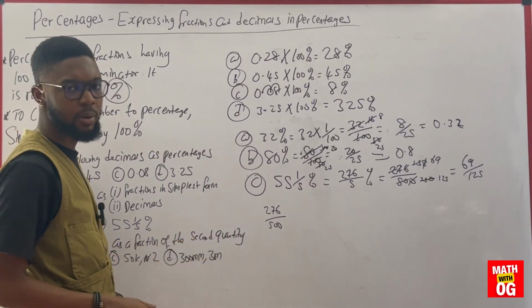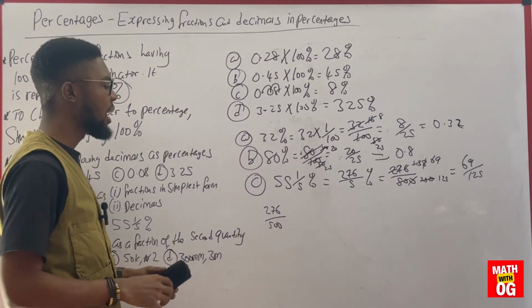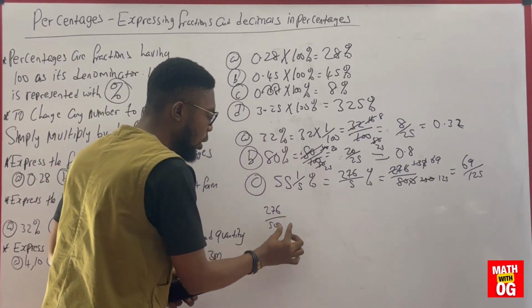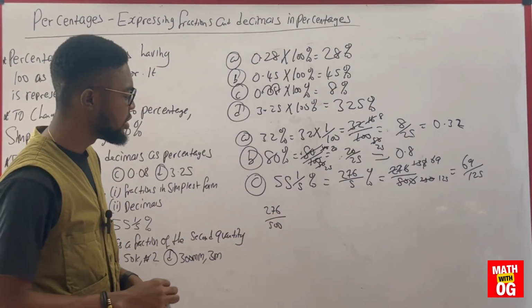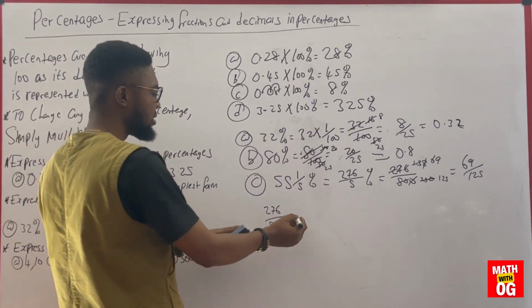Now, in decimal, like I said, whenever you want to leave your answer in decimal, work with powers of 10 at the denominator. Now, let's first of all get rid of that 5 by doing 276 over 5.